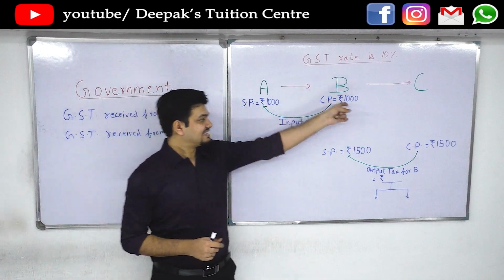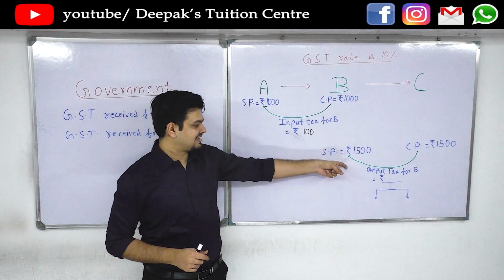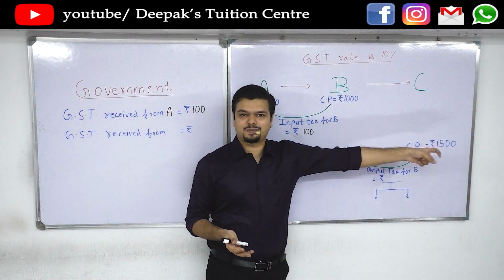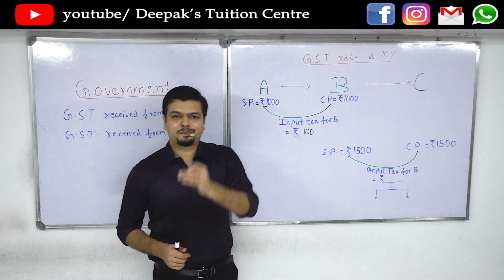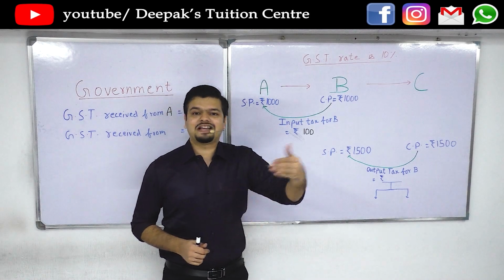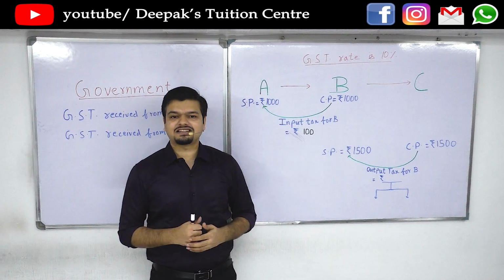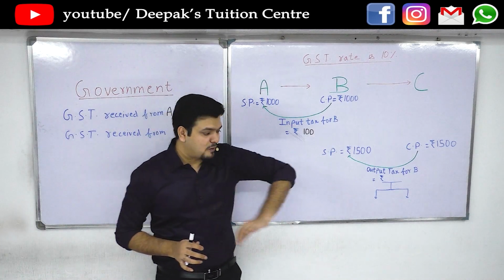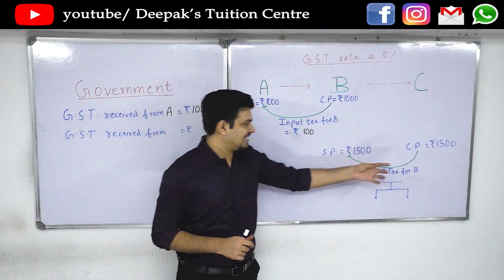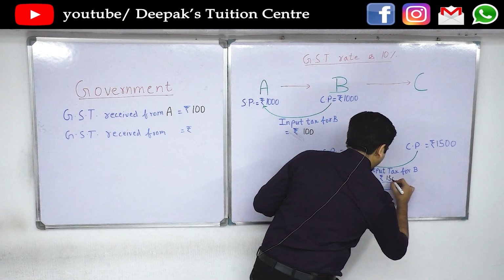Now, B sells the same product to C at a profit of rupees 500. Therefore, the selling price for B is rupees 1500, which is the same as the cost price for C. C pays rupees 1500 as cost price for the article plus he pays tax. This tax is output tax for B, because while outputting the product, that is selling the product, he received this tax. So he received 10% of 1500, that is 150 rupees.